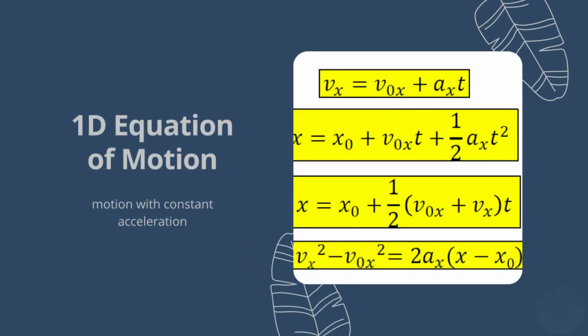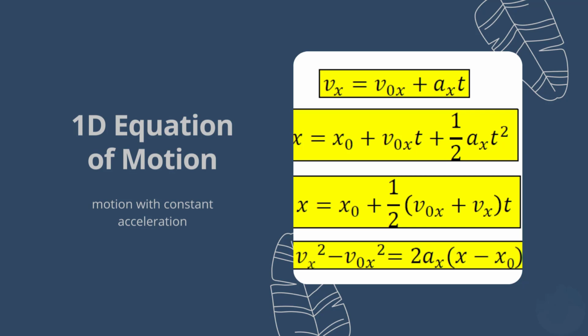In kinematics, we've learned that for every motion, we can actually extract the equation of motion. And for one-dimensional motion, we have the following four equations given by Vx equals V0x plus axt, wherein our Vx here is our final velocity and V0x is our initial velocity. Also, the ax is our acceleration, which is actually constant, and t is time.